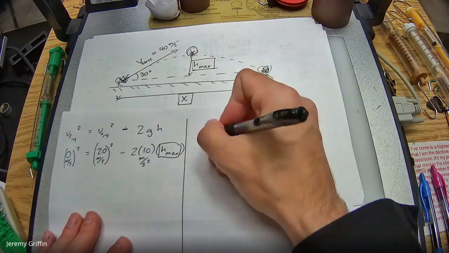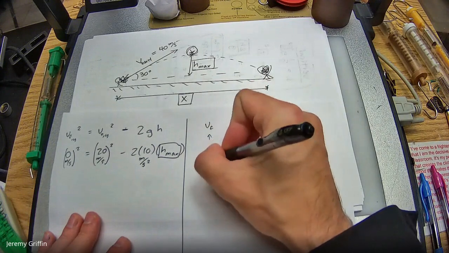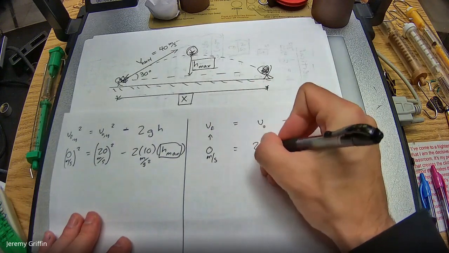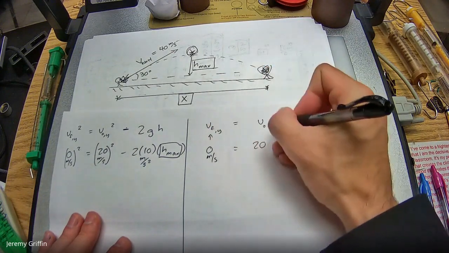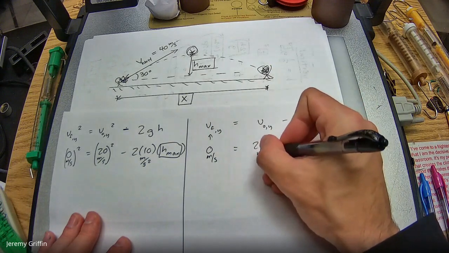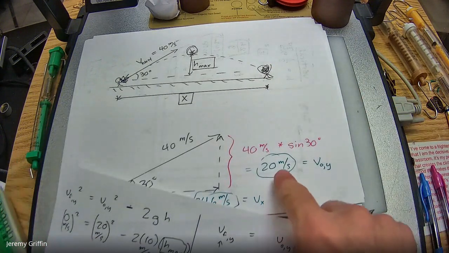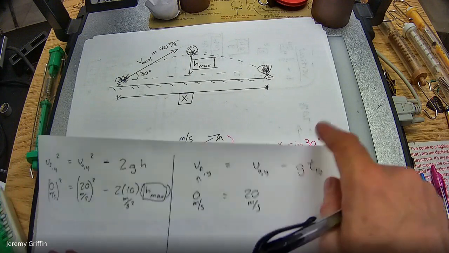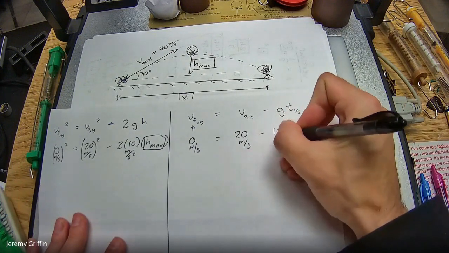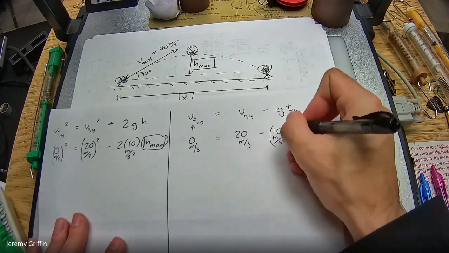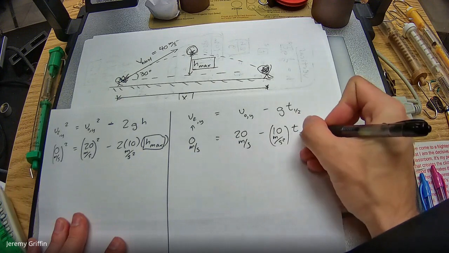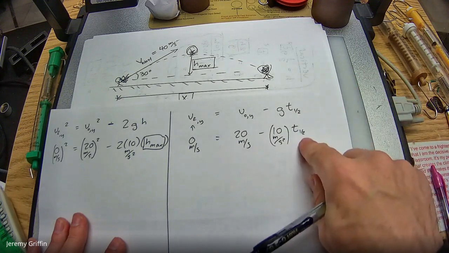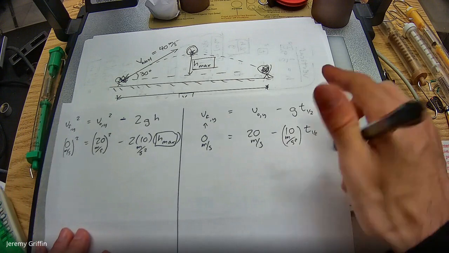Now it's still going to 0 meters per second. From 20 meters per second in the y direction, because remember, this is just vertical information. That's why I only care about the vertical component. Minus 10 meters per second squared for some time to get to that point, but that time only represents half the flight time. That's why it's t sub 1/2.